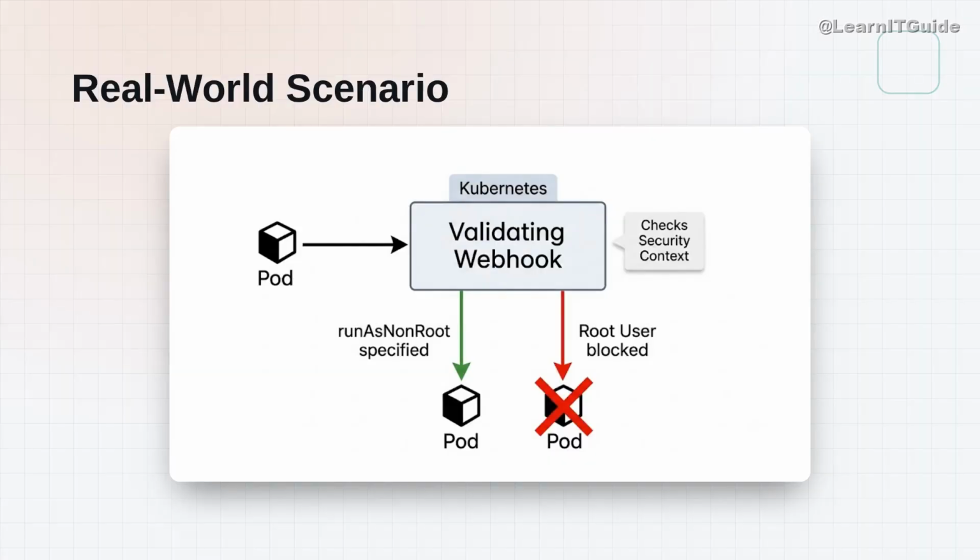A global logistics provider was struggling with security. Their developers were constantly running containers as the root user, which is a major security risk. They could not manually audit every single deployment. So, they built a validating webhook. It automatically checked every pod spec for a non-root security context. If it was missing, the webhook rejected the pod. Within 1 month, they saw a 98% decrease in unauthorized container escapes. This is the power of automation.